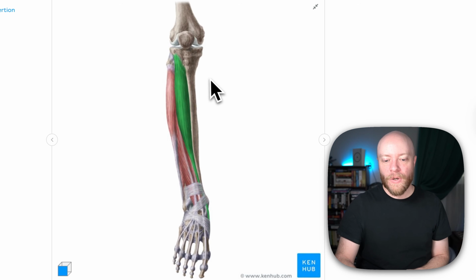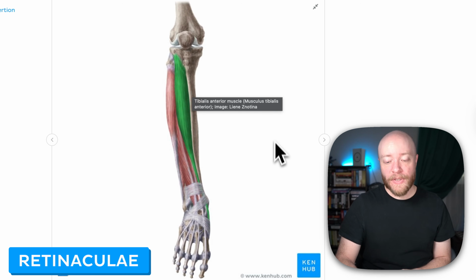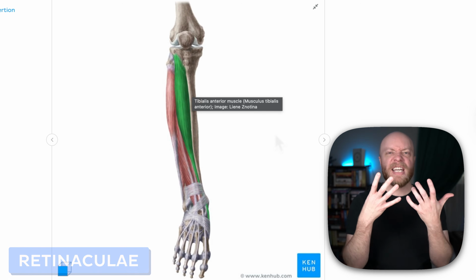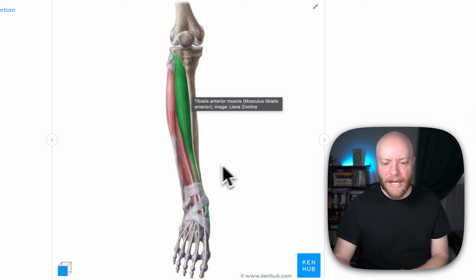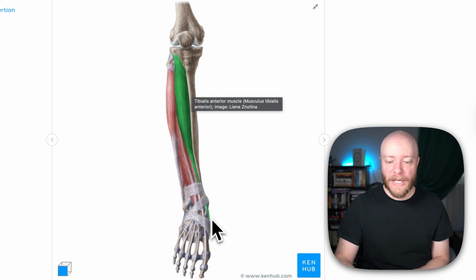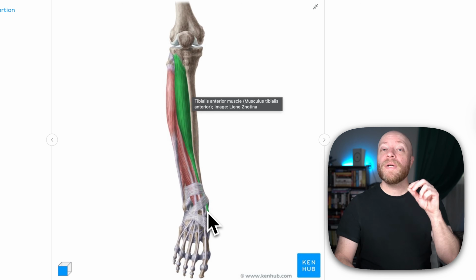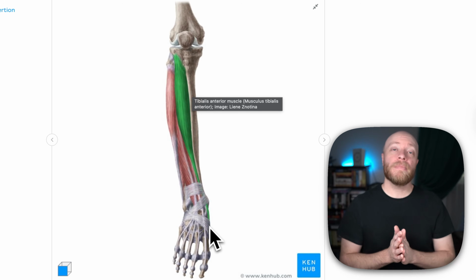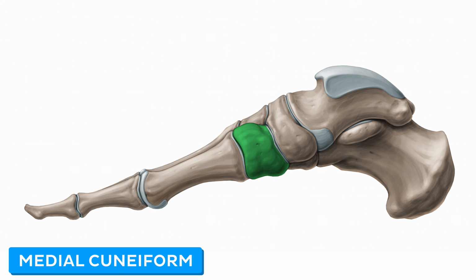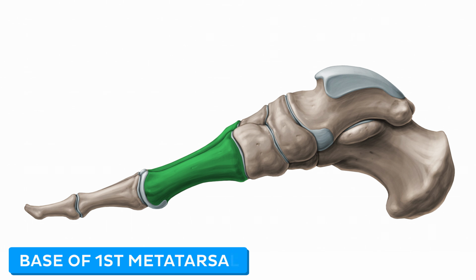But if we go back to this view, what you're also going to see is some of the retinaculi, right? The retinaculum is connective tissue that helps bind tendons down. You can see tibialis anterior traveling deep to it, and then it's going onto the medial side. It's a little difficult to see in this image, but where it's going to be inserting is what is called the medial cuneiform, and it can even go towards the base of the first metatarsal.